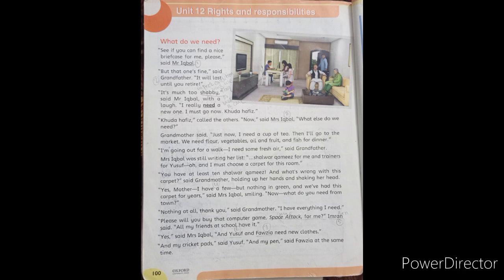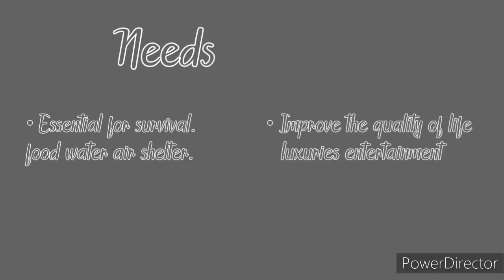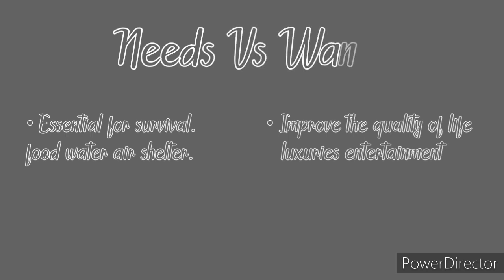But to gain a comprehensive understanding of rights and responsibilities, it is essential to make a difference between needs and wants. Needs are necessities, things that are essential for survival and well-being, such as food, water, fresh air, shelter, clothes, and education. Wants, on the other hand, are desires or preferences for non-essential things like luxuries and entertainment that make life more enjoyable and comfortable, but are not essential for survival. Wants are more about improving the quality of life. I hope now you can easily answer the question: what does the family need and what do they just want?